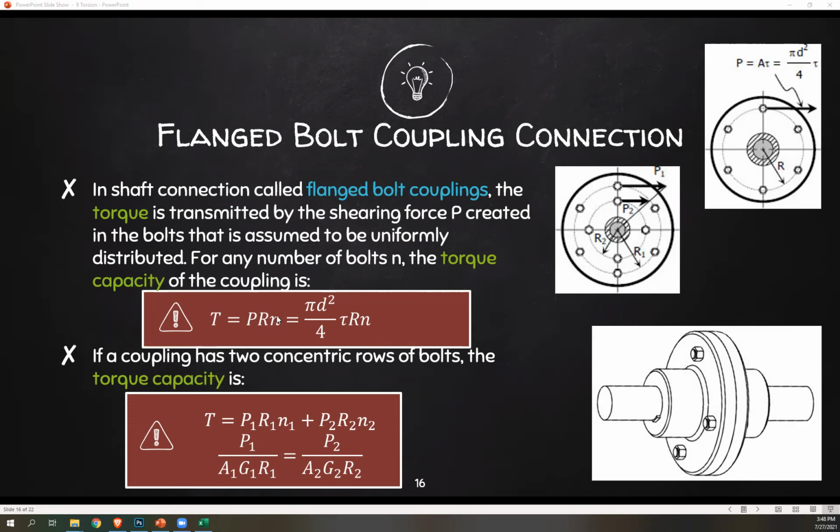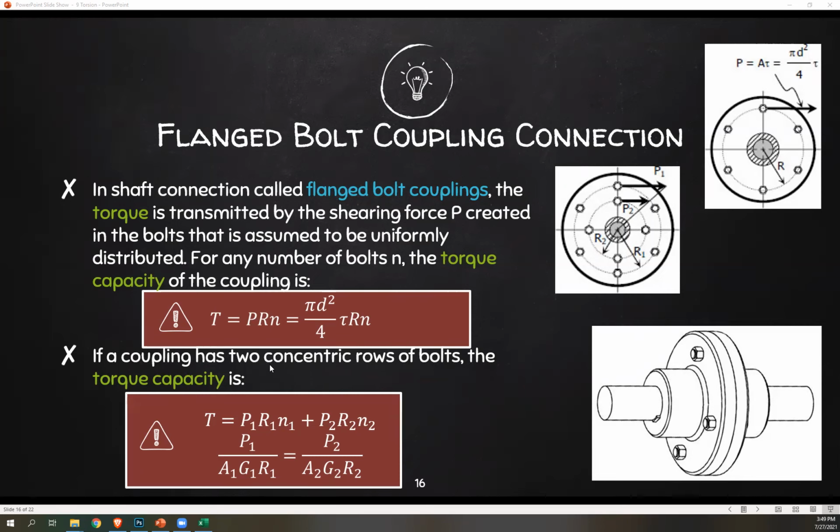And then N for the number of bolts. Recall, shear force is also equal to shear stress times area. Shear stress is denoted by tau. This is the cross-sectional area per bolt, since they are the ones experiencing shear stress. The cross-sectional area of a bolt is a circle, that's why the area is pi d squared over 4. And then once again, N for the number of bolts.